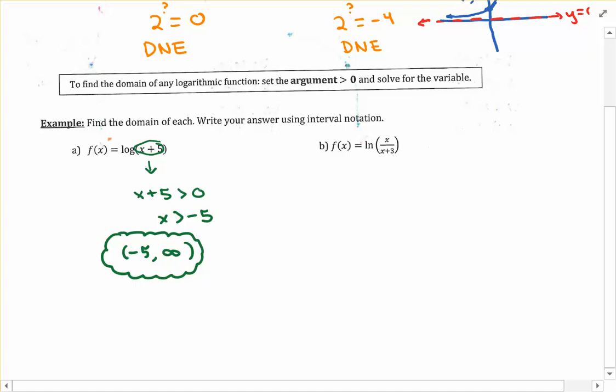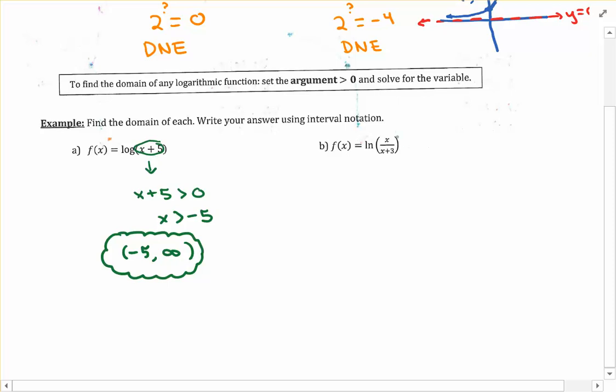And notice the parenthesis on -5, that means we're not going to include -5, because if you plug -5 into x, we wind up taking the log of 0, which doesn't exist. So any value of x that's greater than -5 is a legit value of x to plug in. Even something like 0. If you did the log of 0 plus 5, that's the log of 5, and we'd be able to, perhaps using a calculator, figure out what power of 10 gives us 5.